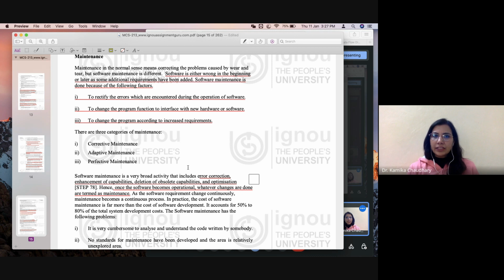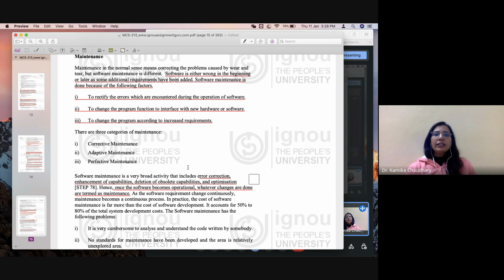We say there are four phases of SDLC, which start and finish. But the last phase of your SDLC is the phase which never gets over. It is a continuous phase which goes into a loop. It is also considered the longest phase of your SDLC. The maintenance phase is the longest phase because as long as the user is going to use the software, the maintenance phase is going to go on and on.